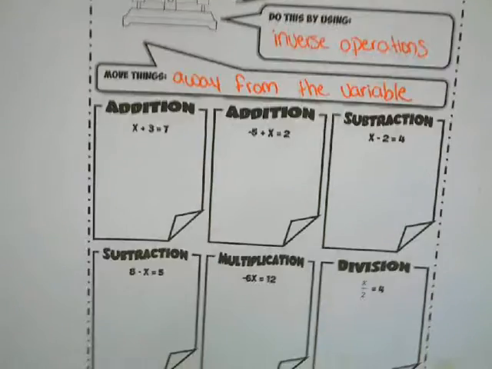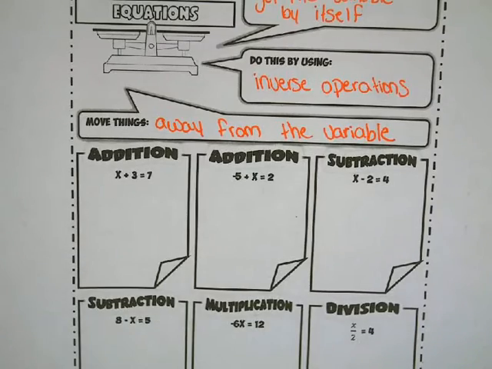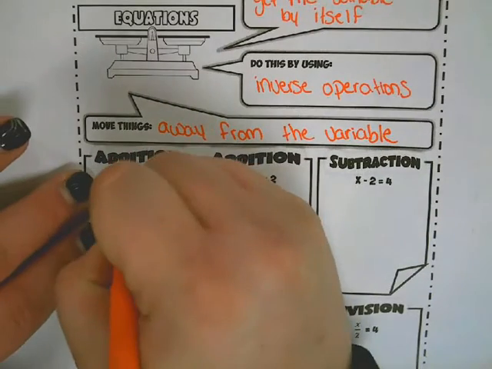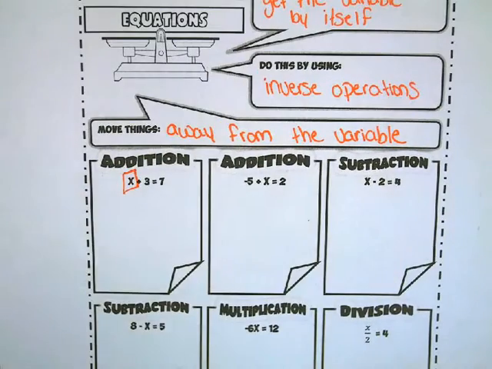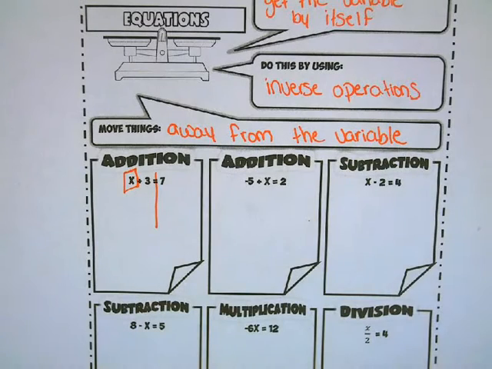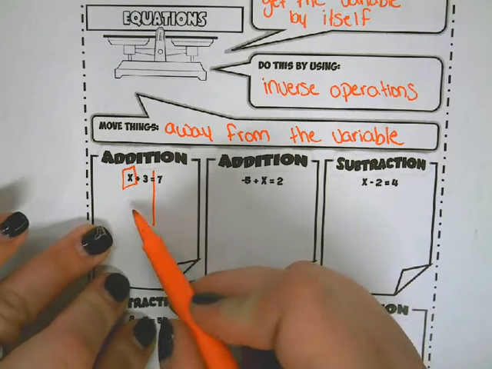Okay, so look at the first addition one. X plus 3 equals 7. So I need to get the variable by itself. So I always like to box the variable because then I know that needs to stay put. I'm not moving the variable. Okay? I also draw a line through the equal sign because with an equation I have two sides. I think of it as a balance. I got to keep both sides equal. Okay? So now I have this side and I have this side.